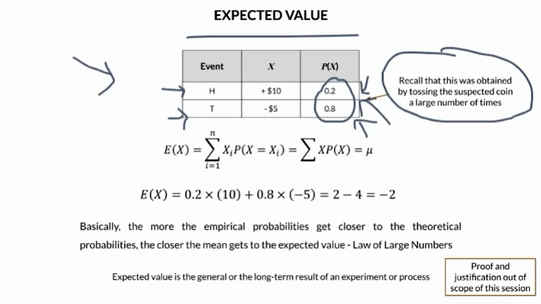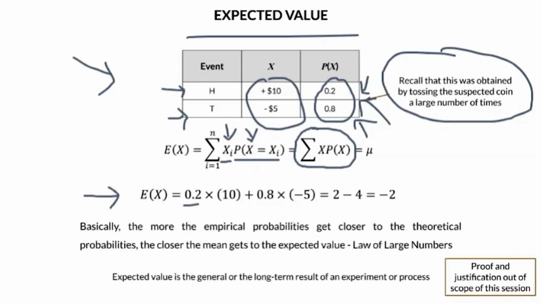You know the rules of the game: $10 if you win, $5 if you lose. And all you do is plug into the same formula. In the formula, X is the value. So $10 and $5 are the X values, and then the probability of such an X value occurring, the theoretical probability. Generally, people shorten it to sigma x p of x. And in this case, E of x is 0.2 times 10 plus 0.8 times minus 5, which gives me minus 2.